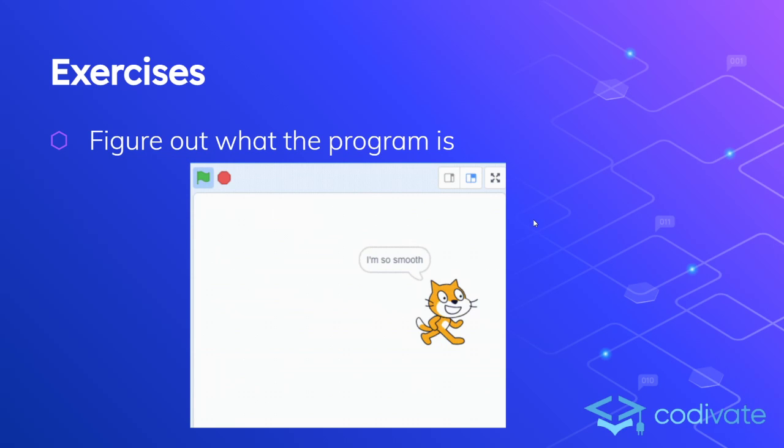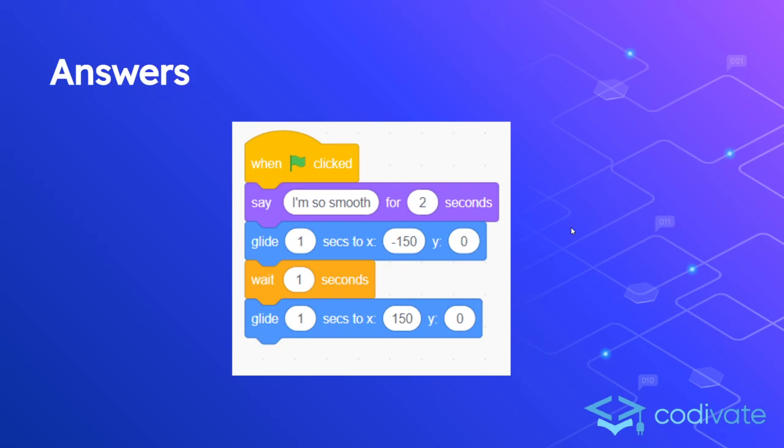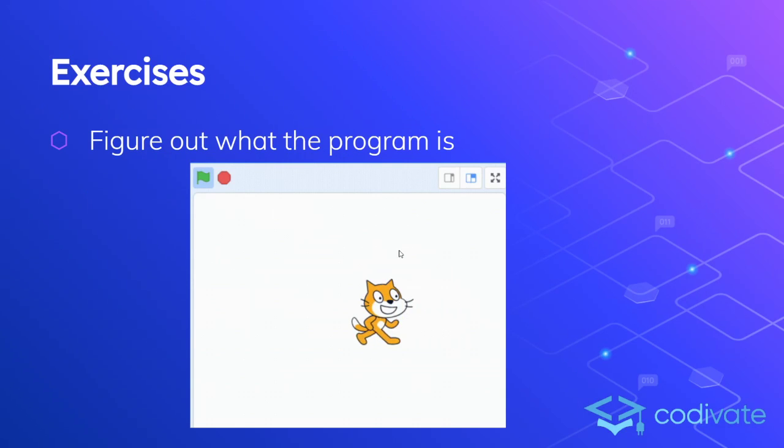Alright, so now we have exercises. I think we have 6 of them. So, same thing as the examples, except you're doing it. So, watch this, try to figure out what the program is. I'll show you. Alright, so the answer is that it says something, then it glides, then it waits, and then it glides again. So, if we look, this is the say, this is the glide, waiting, and then gliding again.